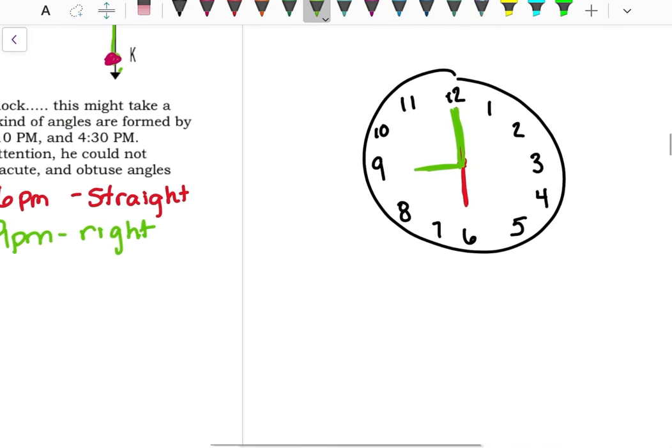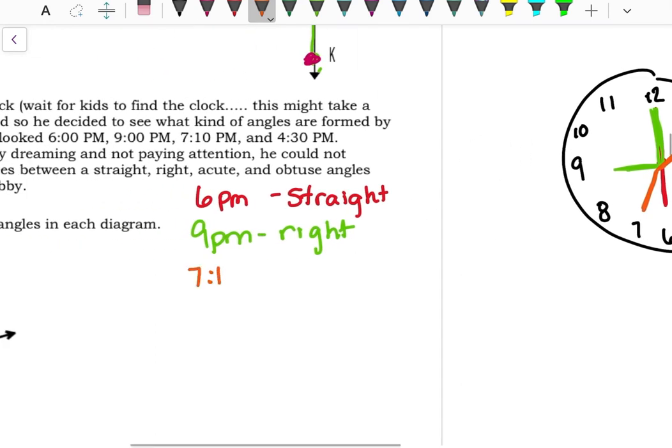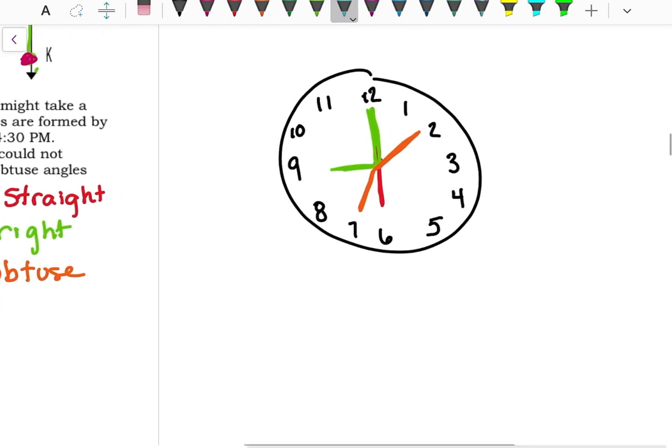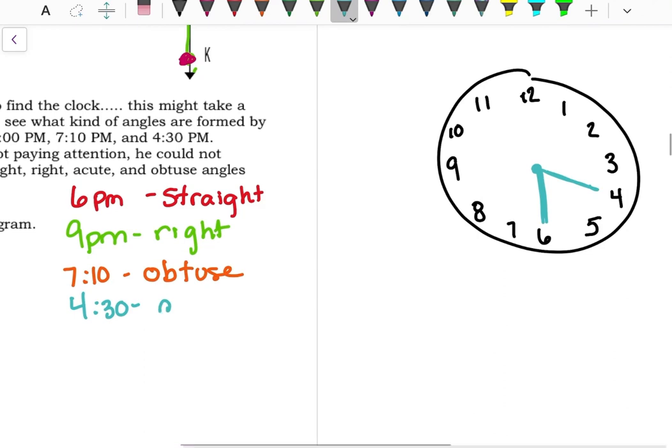Next is 7:10 p.m. If it were 7:10, my minute hand would be pointing at the 2 because it's 10 minutes past, and my hour hand would be pointing at the 7. That would be an obtuse angle. So 7:10 is obtuse. And then last is 4:30. Let's see. The hour hand would be pointing at 4 o'clock, and the minute hand would be pointing at 30 minutes. So that would make an acute angle.